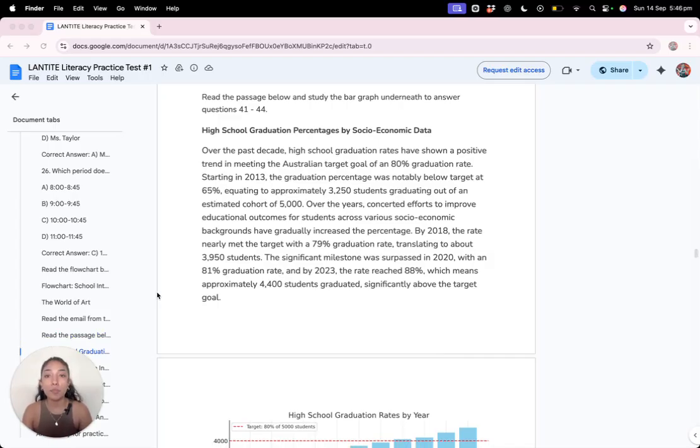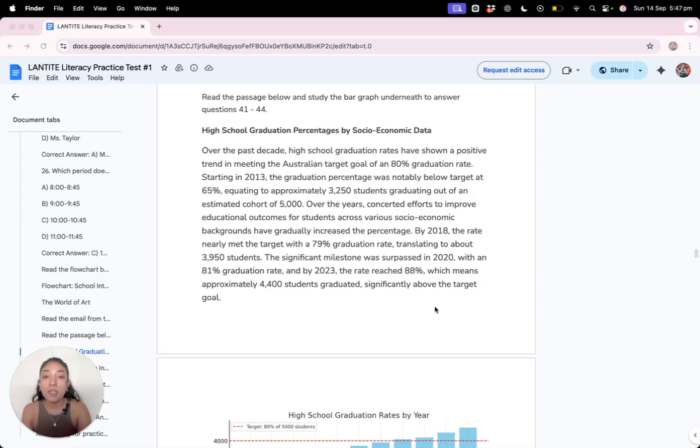So read the passage below and study the graph bar underneath to answer the questions 41 to 44. So I'm just going to read through this quickly. High school graduation percentages by socioeconomic data. Over the past decade, high school graduation rates have shown a positive trend in meeting the Australian target goal of an 80% graduation rate. Starting in 2013, the graduation percentage was notably below target at 65%, equating to approximately 3,250 students graduating out of an estimated cohort of 5,000.